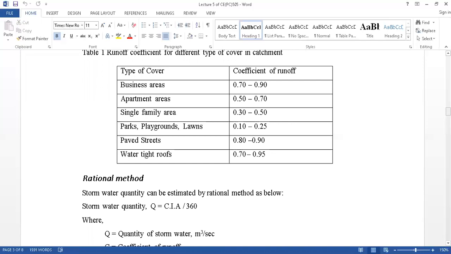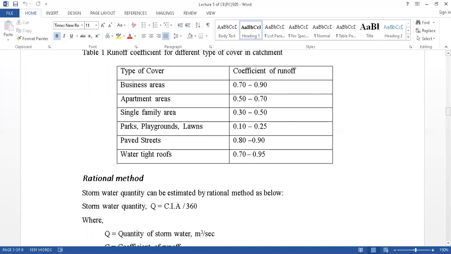It is very interesting to note that parks, playgrounds, and lawns are basically greenery areas made up of soil. So obviously, percolation of the water into the soil will come into the picture. As percolation is taking place, there is only a minor overflow, and that's why the coefficient of runoff is minimum over here, as shown in the table. It is 0.1 to 0.25.